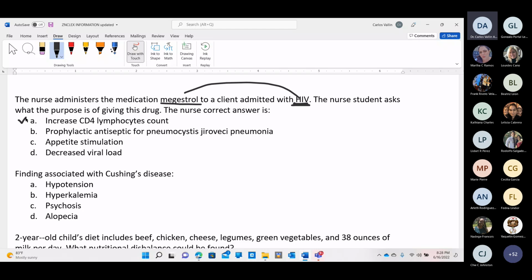This is pertinent to HIV. Prophylactic antiseptic for Pneumocystis jirovecii pneumonia. It doesn't sound like an antibiotic. Appetite stimulation. Decrease viral load.